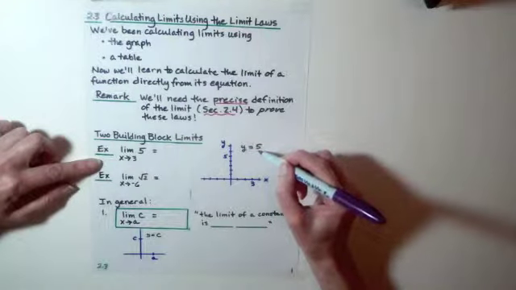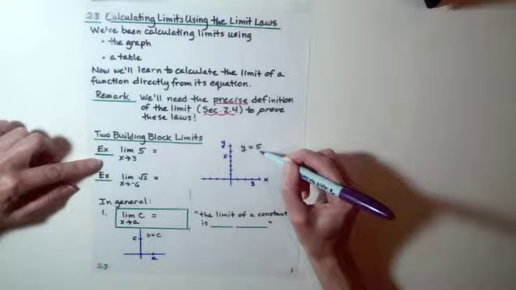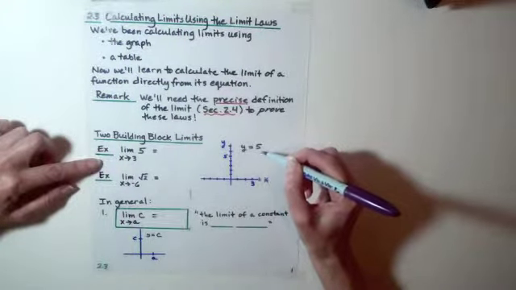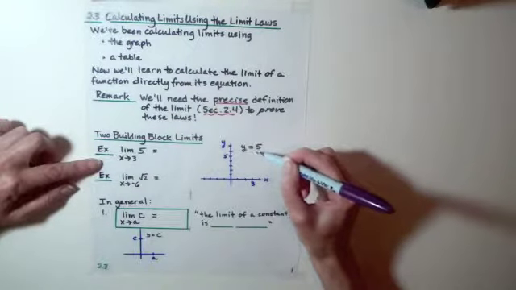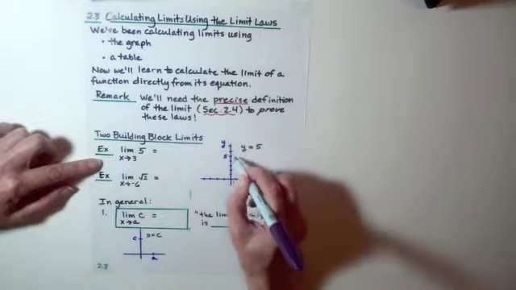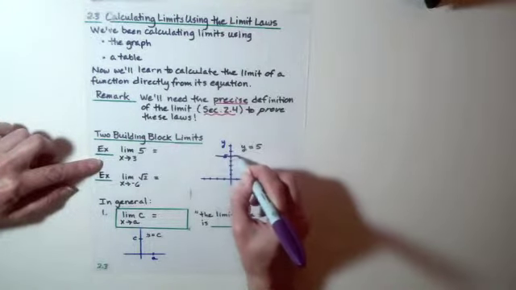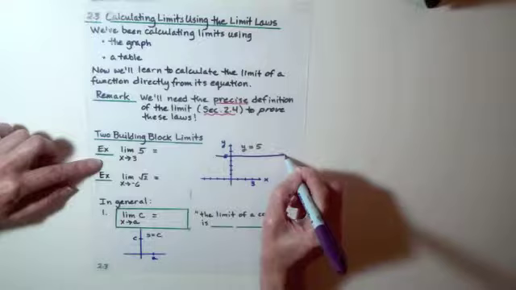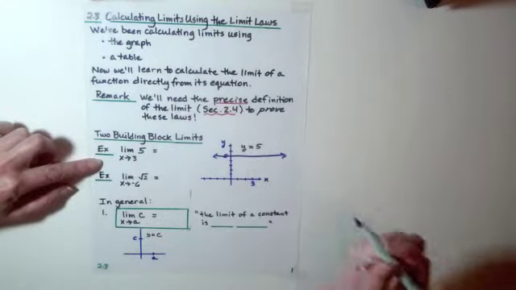If I were to graph this, remember that y equal to a constant is a horizontal line, all of whose output values, all of whose y values, are constantly equal to 5. So you might remember that the graph of this function would look something like this. And we know how to find a limit from a graph.